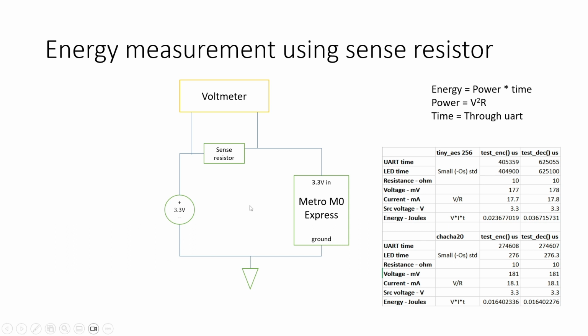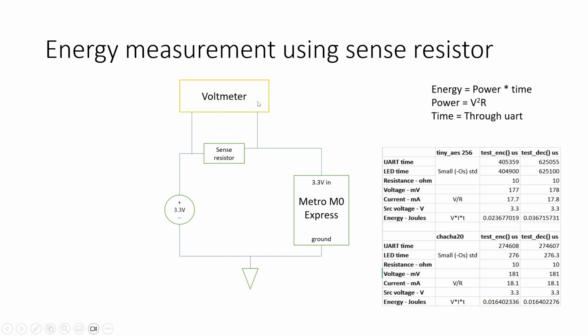To measure the energy, we need to use a sense resistor in between a power source of 3.3 volt and our Metro M0 Express power pin. So we connect the positive pin of the power supply to our sense resistor, which is approximately 10 ohms here, and then we connect the other end of the resistor to our input of the Metro M0 Express board, and we short the grounds of the power supply and our Metro M0 board.